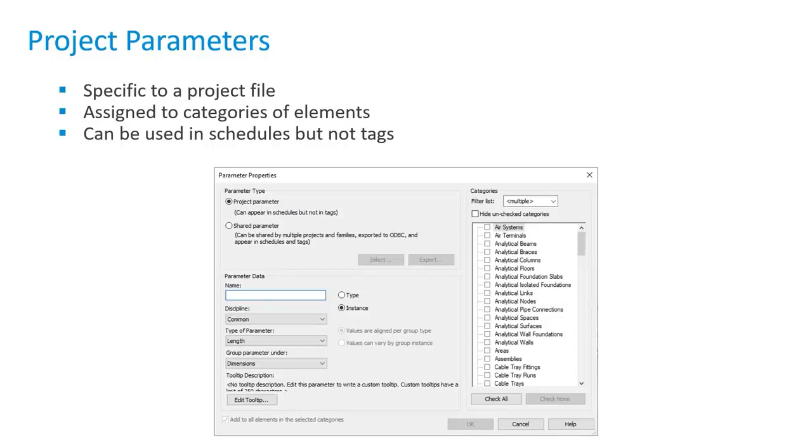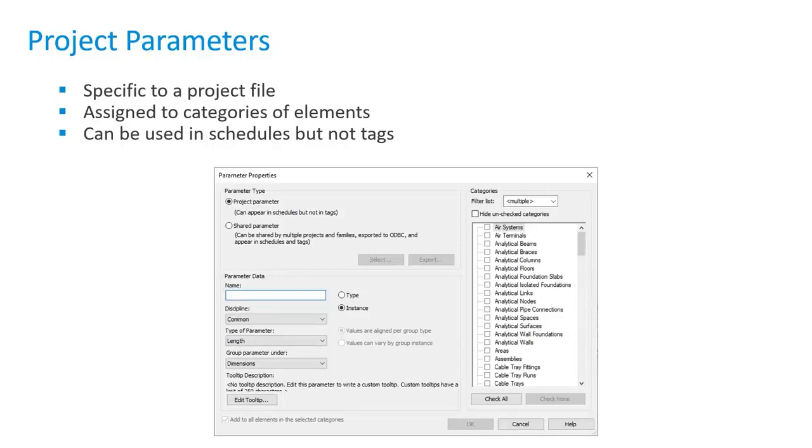Project parameters are great when you need to add a single parameter to both system families and loadable families. Or if you have several loadable families in a project and you need to add a parameter to them without opening the families, then you can add a project parameter and it will be added to all of those components in the project.